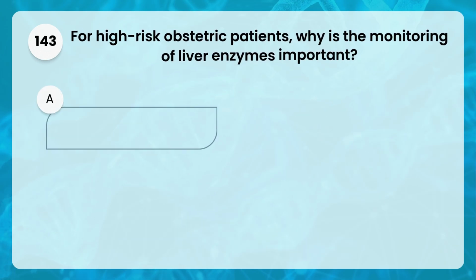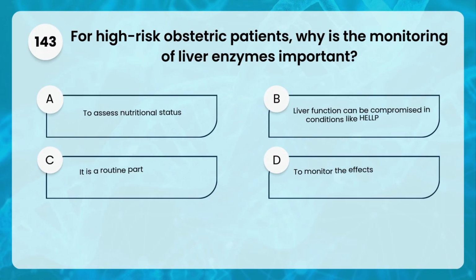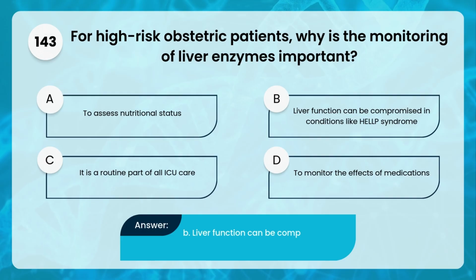143. For high-risk obstetric patients, why is the monitoring of liver enzymes important? A. To assess nutritional status. B. Liver function can be compromised in conditions like HELLP syndrome. C. It's a routine part of all ICU care. And D. To monitor the effects of medications. The answer is B. Liver function can be compromised in conditions like HELLP syndrome.